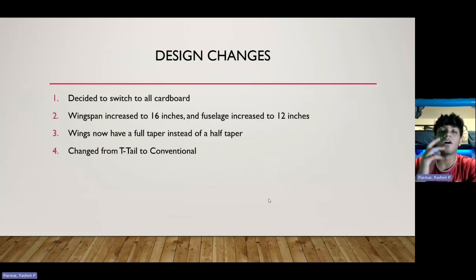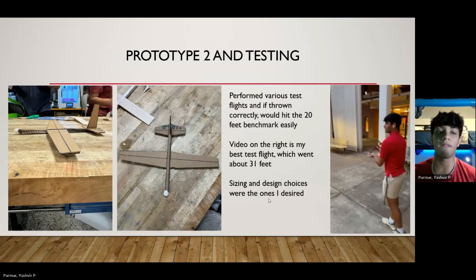Now for iteration 1. I decided to switch to all cardboard, and I decided to increase the wingspan length to 16 inches and the fuselage to 12 inches because I wanted more lift, so more surface area. However, I need to keep the 3/4 ratio. The wings now have a half taper, and the T-tail is now switched to a conventional tail.